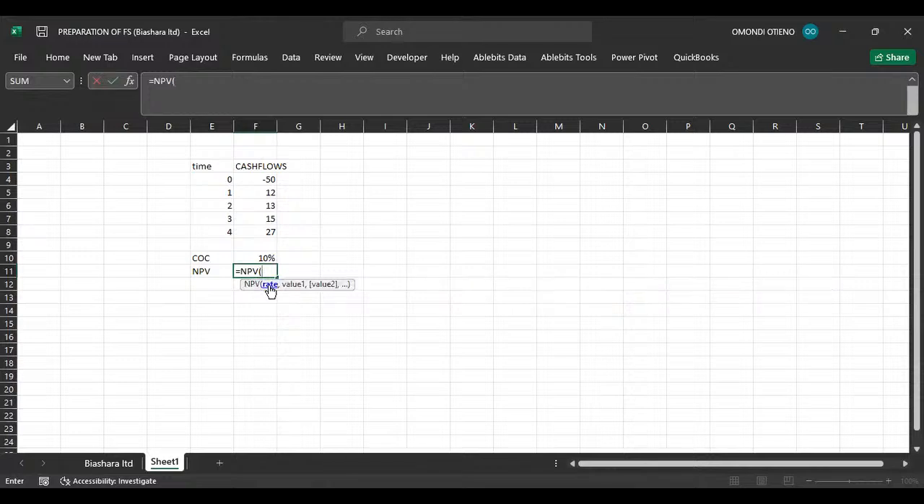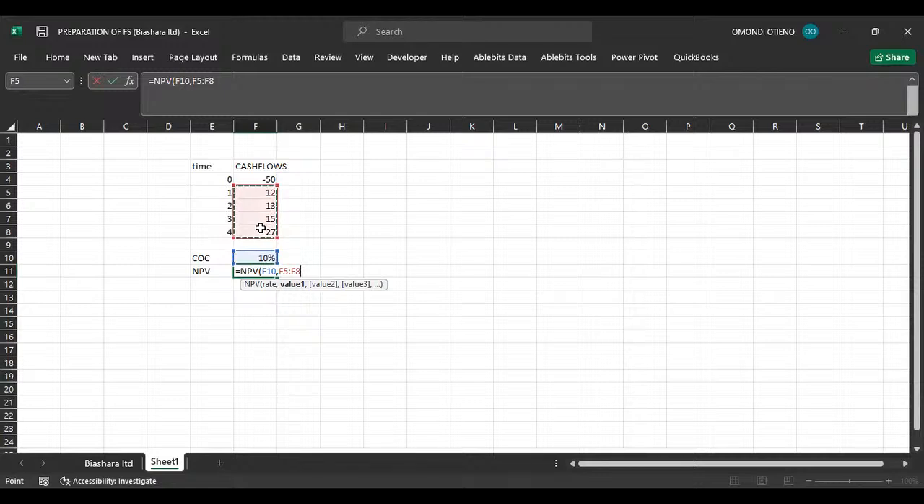Once he has written NPV there, you can see Excel is asking him what rate he wants to use. The rate there is 10%, so you pick 10% and then you say comma. You can see it is asking you to pick from value 1, not from value 0. So go to the first cash flow, which is 12, and copy all those figures up to 27.